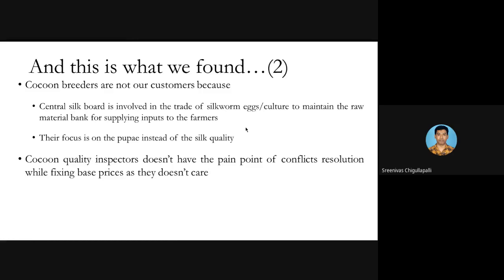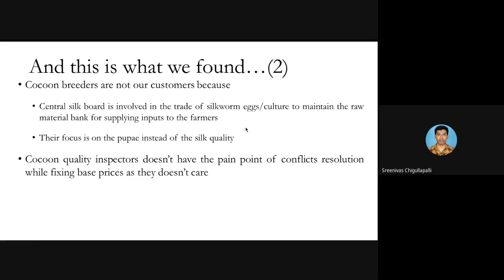And there are government-regulated cocoon markets in South India. If you look at South India, the cocoon markets are highly regulated by the government, whereas in North India, it is different. They are not regulated. Here, cocoon quality inspectors, who are government officials, fix the base price for the cocoon lots by looking at the quality of the cocoon lots. I mean, especially they look at the colors. Different varieties of mulberry silk are there, like the yellow type. There are some genetic diversities that also exist.